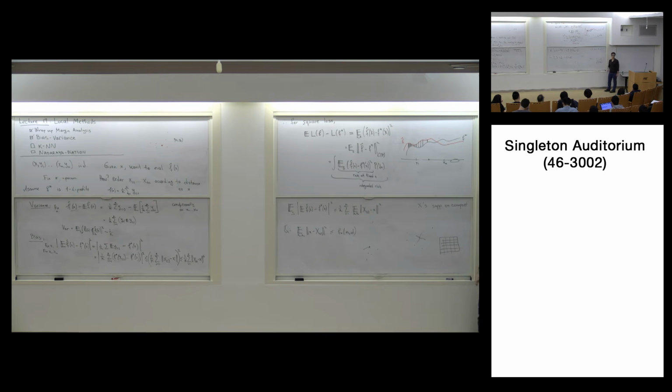What's the number of cells in this grid in d dimensions? 1 over epsilon. Okay, I don't care about the diameter. Let's say it's a unit. Okay. 1 over epsilon to the power d. That's the number of cells.